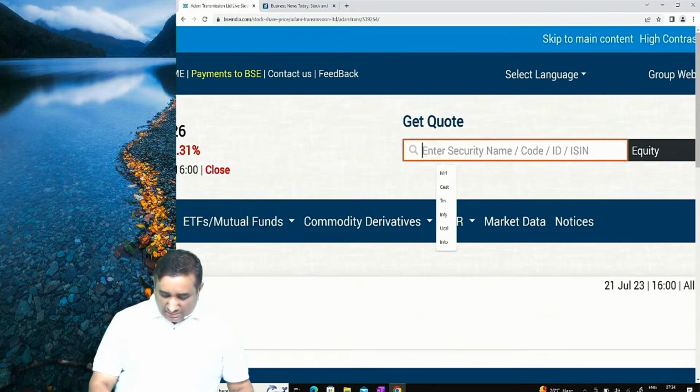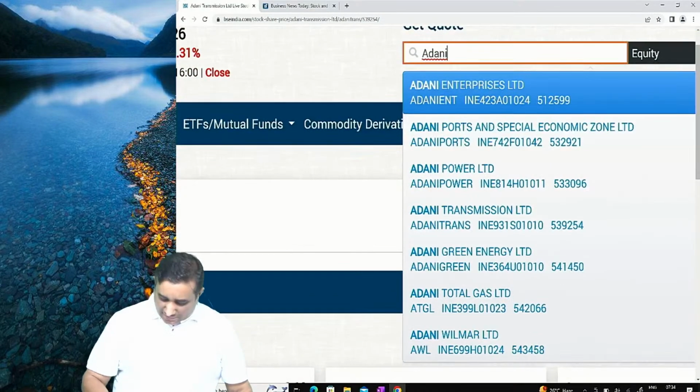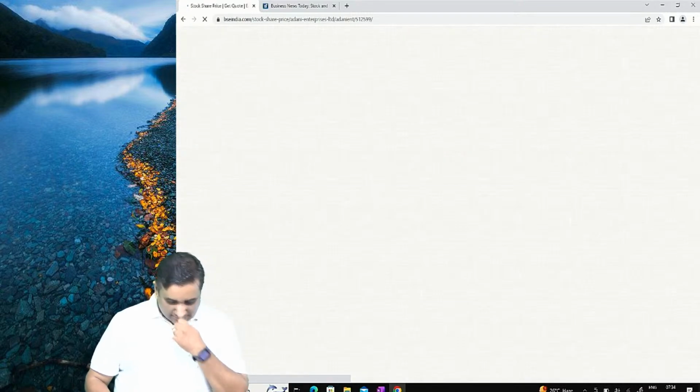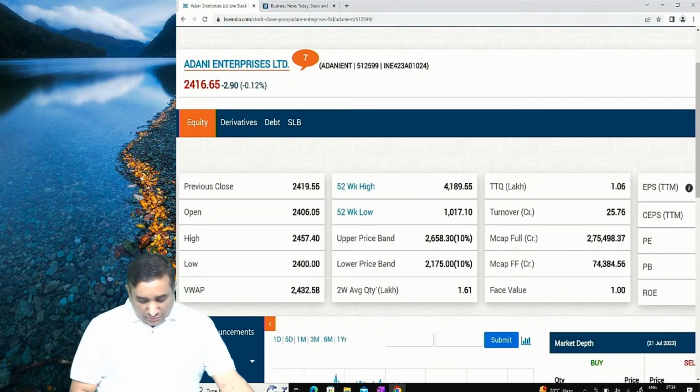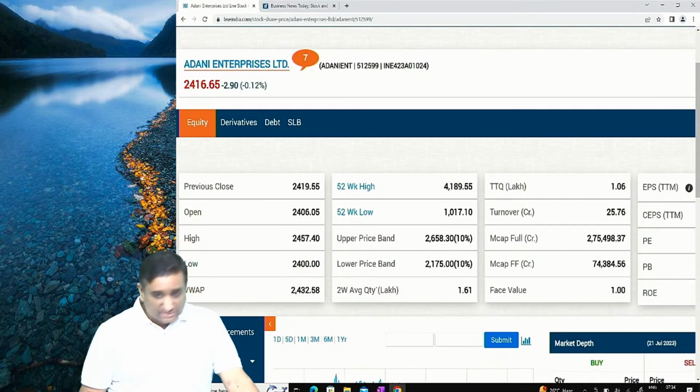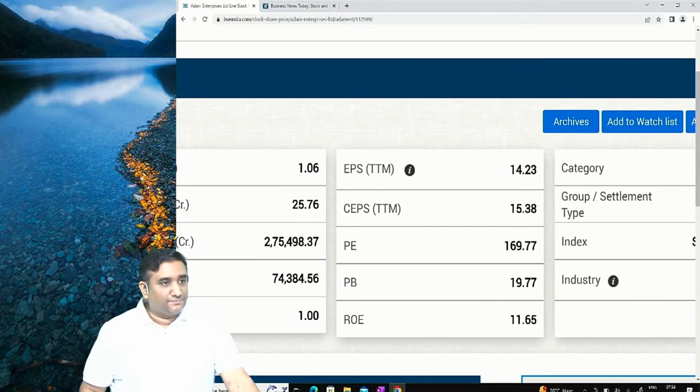If I show you some other companies, Adani has a whole lot of them. You can make an Adani index itself. There are so many companies. Let's say Adani Enterprises. Price is 2,400. Highest was again 4,000 something. And look at the P/E ratio. That means growth expectations are very, very high. And if they are not met, you can imagine what happens.